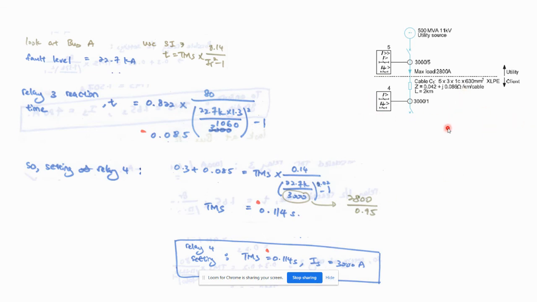Now at bus A, we have calculated that the fault current is 22.7 kA. Relay number 4, when we look at bus A and look up, you have this particular feeder. And this particular feeder has an IS that needs to be considered.